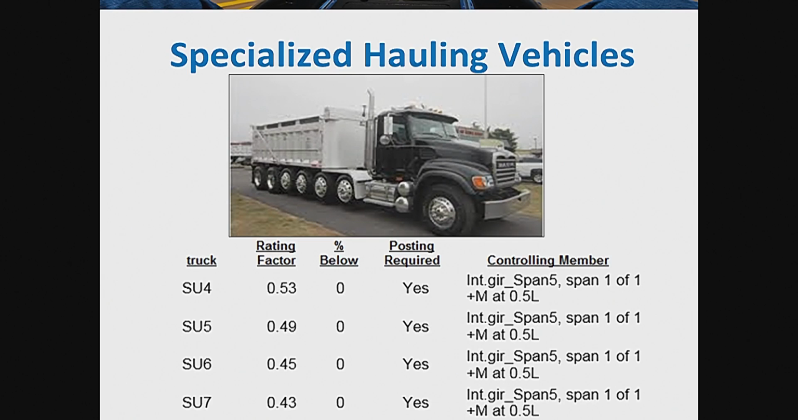So now we get into the specialized hauling vehicles, and it's just kind of fun to look at these trucks and count the axles. Typically you have a steer axle, a tandem axle, and the rest of them are all going to be drop axles. And we'll go through every one of these now.